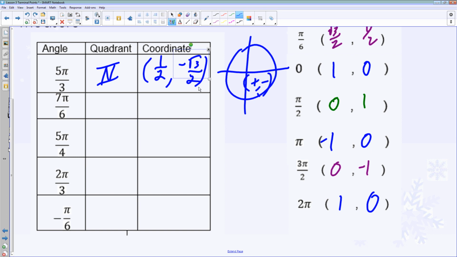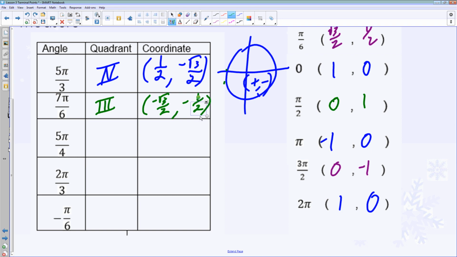7 pi over 6, think about where it's at. So 6 pi over 6 would be right here. 7 pi over 6 is right here in the third quadrant. And in the third quadrant, both are negative. And pi over 6 is normally root 3 over 2 comma 1/2. So it's going to be negative root 3 over 2 comma negative 1/2.